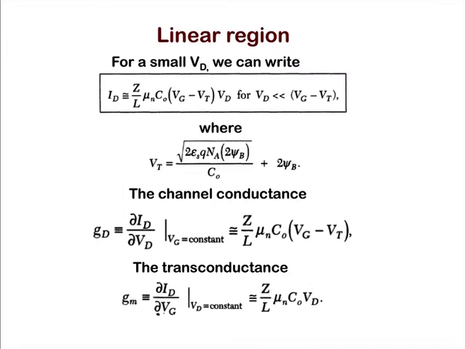Now, one more parameter we can define is the channel conductance Gd. This is dId upon dVd at constant Vg, and this comes to Z upon L mu n C0 (Vg minus Vt). Another important parameter is the transconductance, which describes how our drain current changes with the gate voltage. This is called the transconductance Gm equal to dId upon dVg, and this depends on Z upon L mu n C0 Vd. So these are the parameters in the linear region.